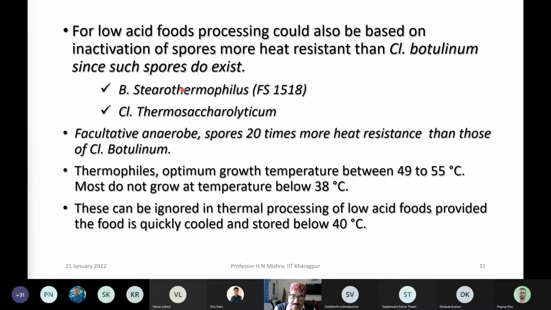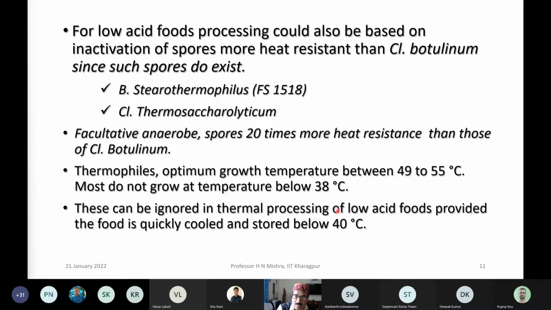But still, they are ignored during thermal process calculations of low acid food. The major reason is that these are thermophiles. Bacillus stearothermophilus and Clostridium thermosaccharolyticum are thermophilic bacteria. Their optimum growth temperature is between 49 to 55 degrees Celsius. Most of these do not grow at a temperature below 40 degrees, or below 38 degrees to be very precise. So these are ignored.